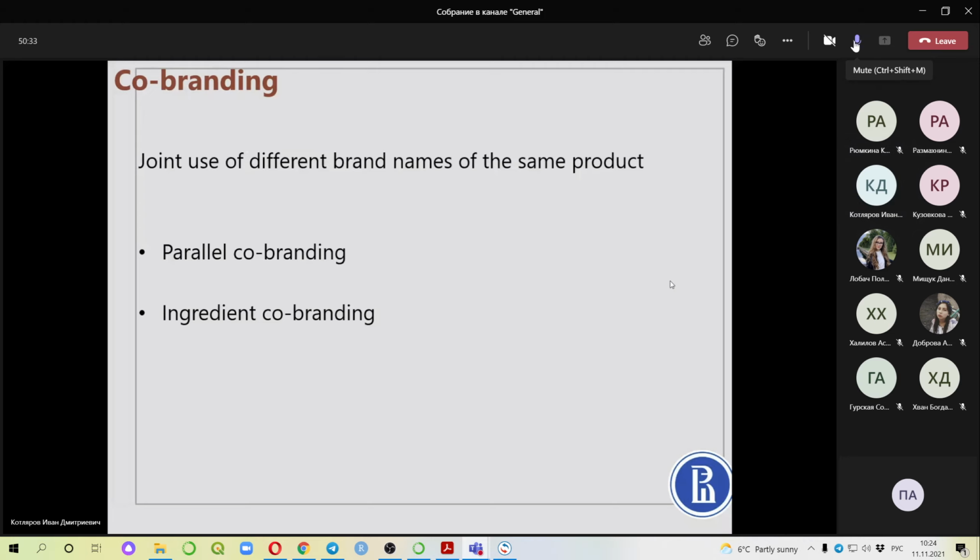Okay. So in this case, we have an example of parallel co-branding. What does it mean? In case of Alfa Bank Aeroflot credit cards, both brands are equal, so to say. They both occupy the same place in the product. But there also is the so-called ingredient co-branding. What is it, guys?